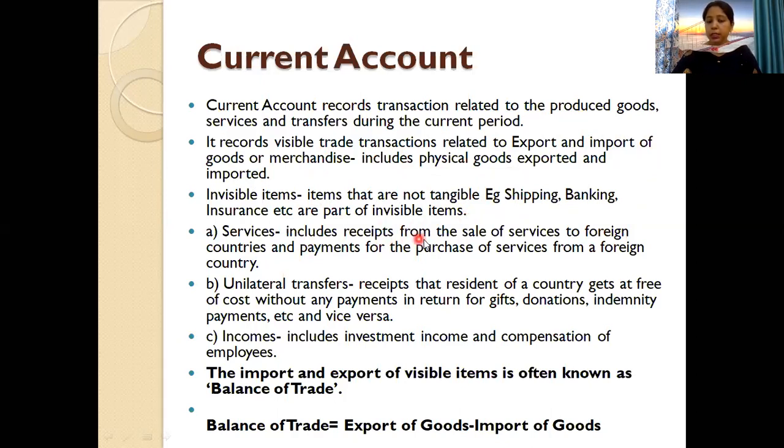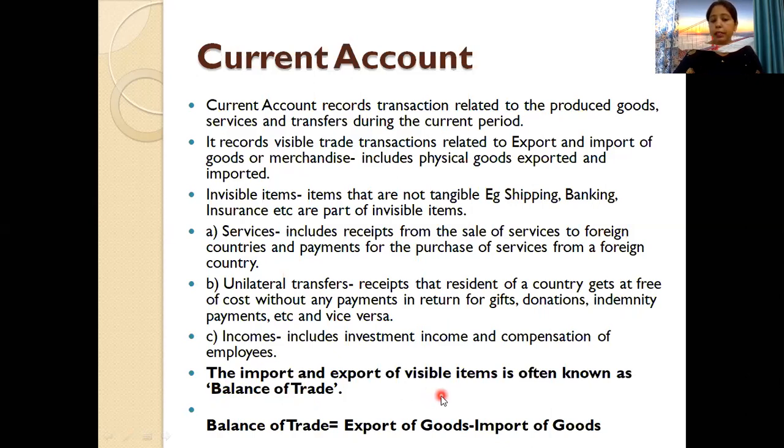So services include receipts from the sale of services to foreign countries and payments for the purchase of services from a foreign country. Incomes include investment income and compensation of employees in the form of wages, salaries. Unilateral transfers are single-sided payments that residents of a country get free of cost without any payment in return. For example, gifts from other countries, donations, indemnity payments, and vice versa.